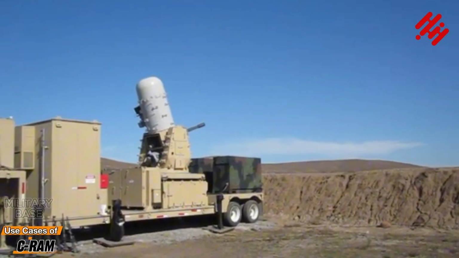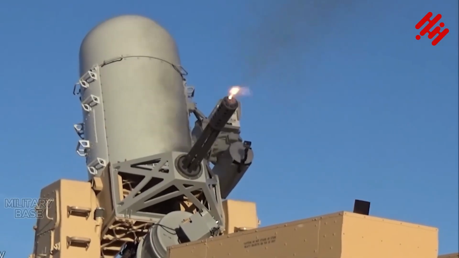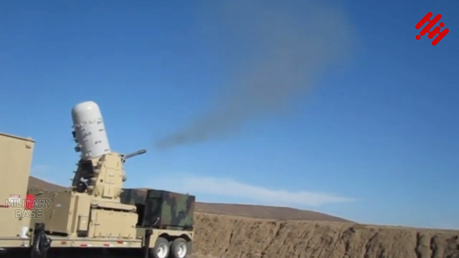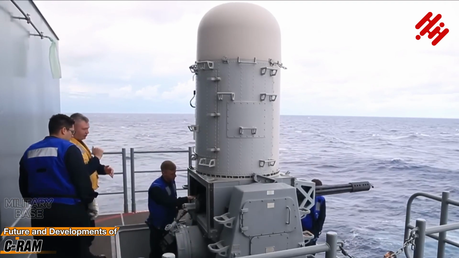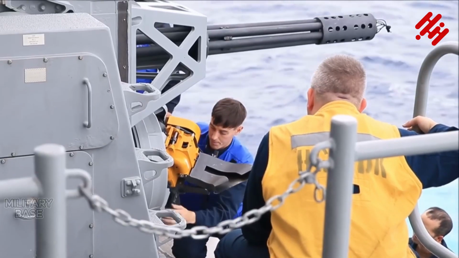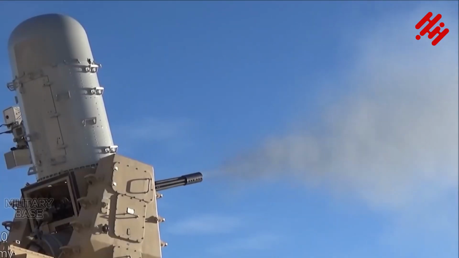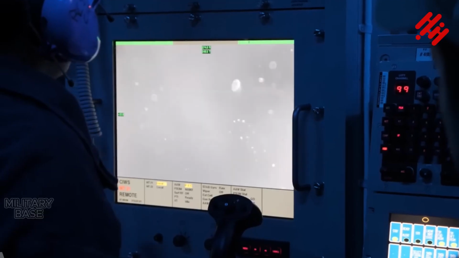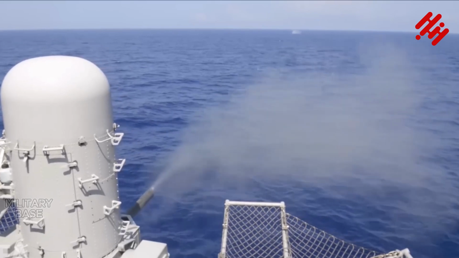CRAM systems have been a total game changer in many conflict zones. They've been instrumental in protecting military bases in Iraq and Afghanistan. These systems have been on a mission to destroy countless enemy rockets and mortar shells in the air, keeping military personnel and facilities safe. CRAM systems are cutting-edge technologies that are constantly being developed and updated. The future is bright for these systems. They are expected to become even more sensitive and effective. The integration of cutting-edge technologies like artificial intelligence and machine learning is set to take CRAM systems to the next level, boosting their ability to detect and destroy threats.